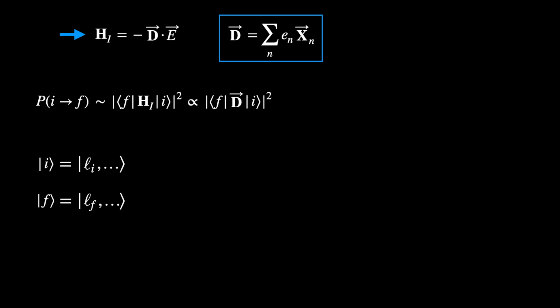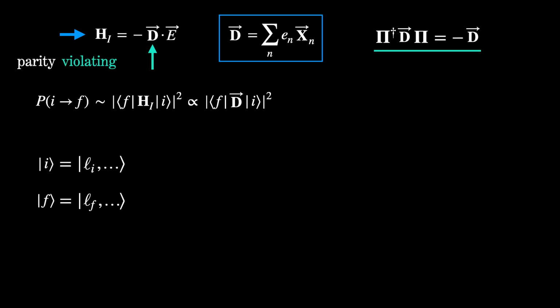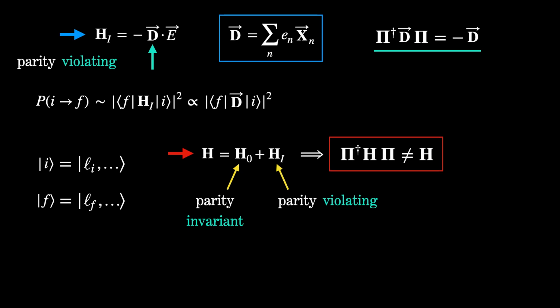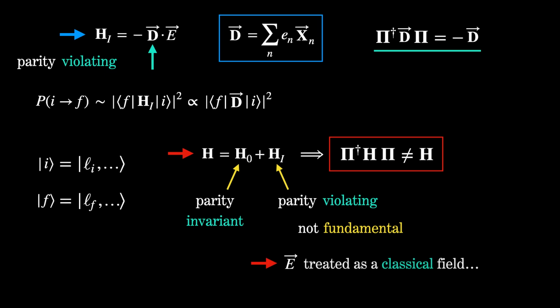But now, let me bring up a concerning observation. Notice that since the electric dipole moment d is not parity invariant, Hi is actually parity violating. This implies that the total Hamiltonian H is also parity violating, since we have assumed that H0 is parity invariant. It is also worth noting that this parity violation is not fundamental, since the electric field is not given a quantum treatment and would have been transformed by parity.